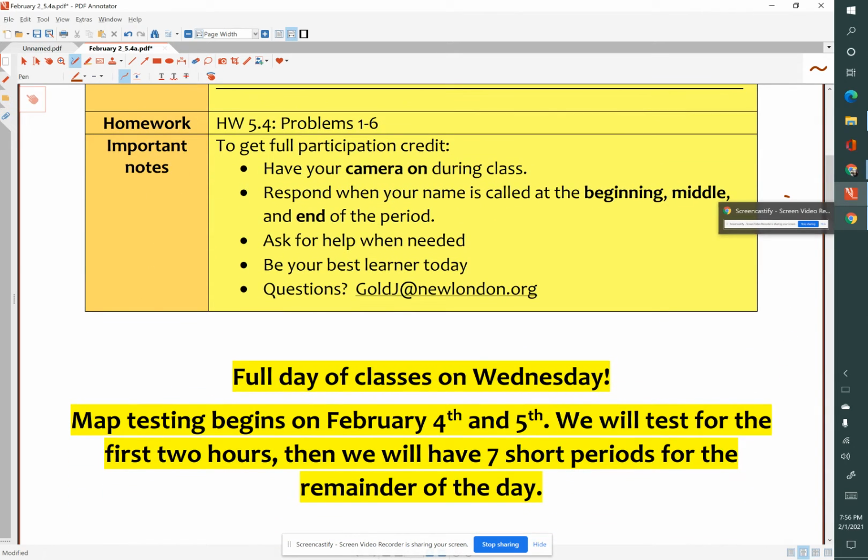So for homework, we're doing homework 5-4, only the first 6 problems, to get full credit. You want those A pluses in algebra. Our camera is on, at least at the beginning when we have our discussion. Respond when your name is called at the beginning, middle, or end of the period. Remember, on Whiteboard Wednesdays, our cameras are on. Ask for help when needed, and be your best learner today. So if you have questions, please email them to me.